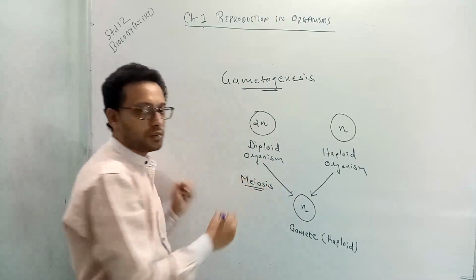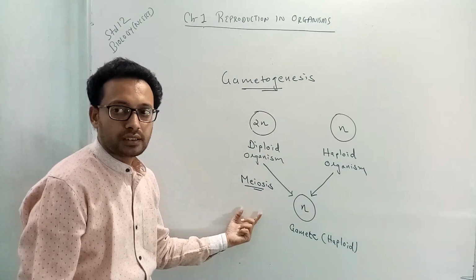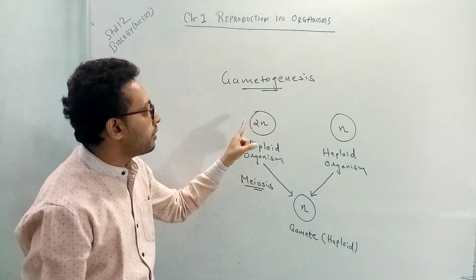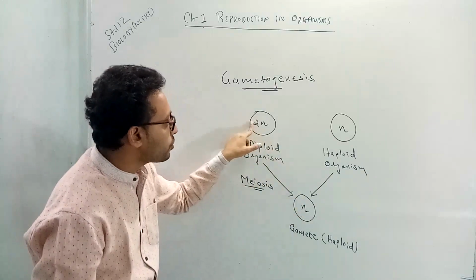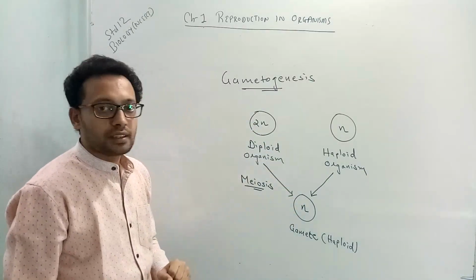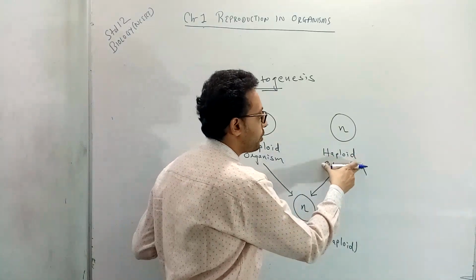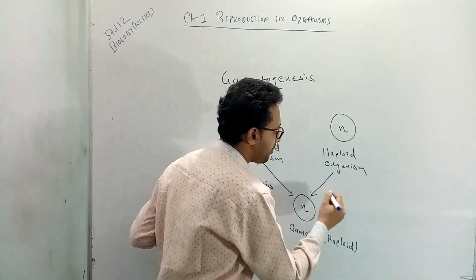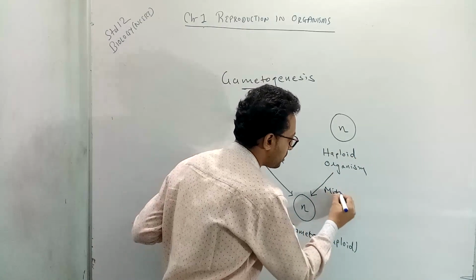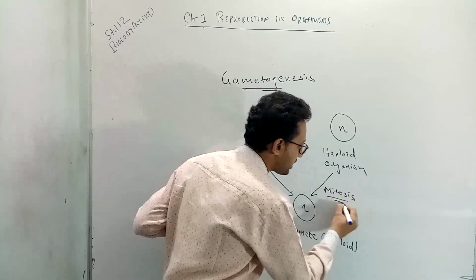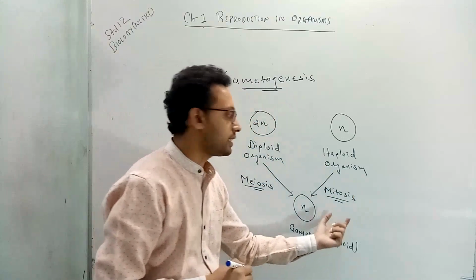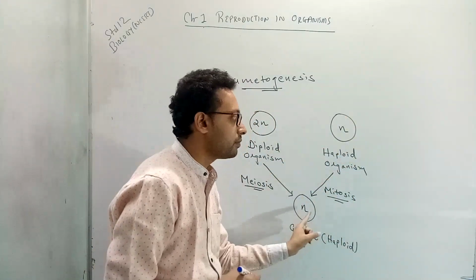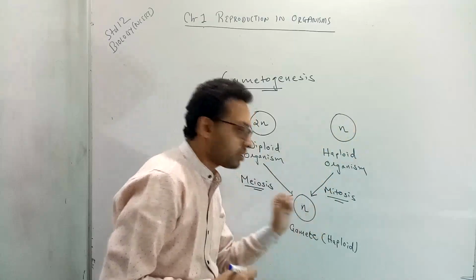Reductional cell division, what you have learned in the 11th standard. Here the process occurs as a meiosis because the chromosome number gets halved from 2n and it becomes n. Whereas in case of haploid organism produces the haploid gamete by a process called mitosis, which is again what you have learned in the 11th standard. Here it's a process where the chromosome number remains the same in parent and the daughter cell.